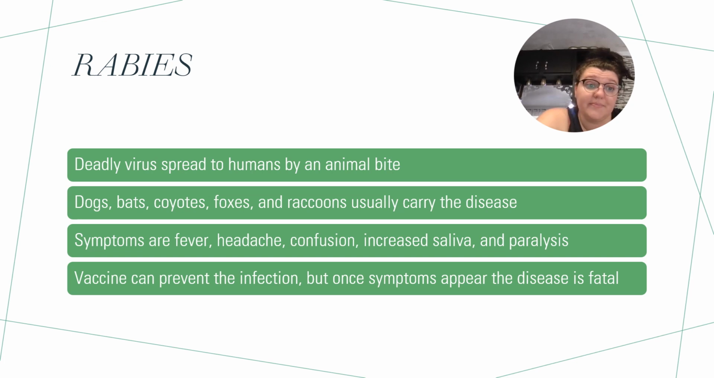Next, we have rabies. And this is a deadly virus that is spread to humans by an animal bite. So dogs, bats, coyotes, foxes, and raccoons usually carry this disease. Symptoms can include fever, headache, confusion, increased saliva, and paralysis. Vaccination can prevent the infection, but once symptoms appear, the disease is fatal. So this is why they want you to vaccinate your dogs.